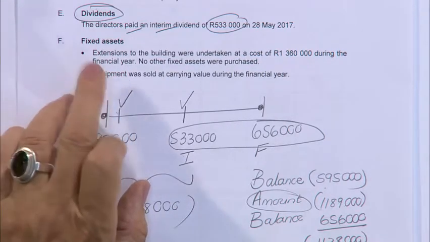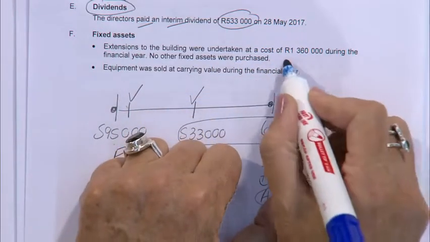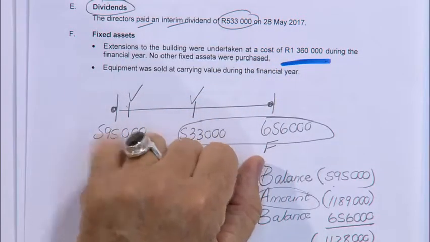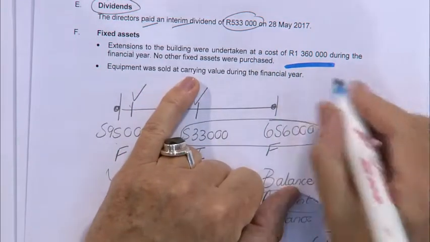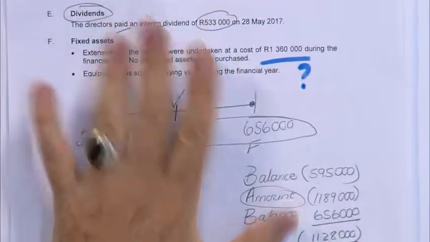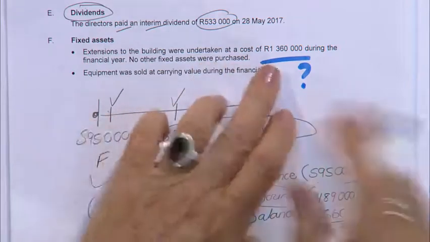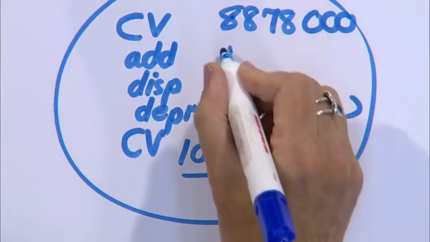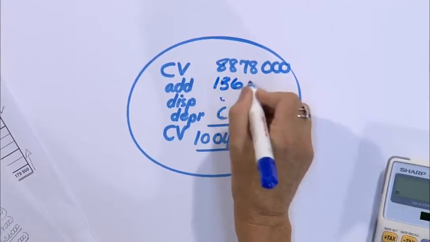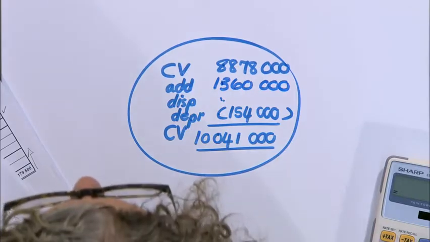What does it say? Extensions to the building were undertaken at a cost of, there we go, 1360. And then they say equipment was sold at carrying value. Basically, they're not really helping, are they? No amount. So that's your X. So you go extensions 1360. Let's go do that. 1,360,000 rand is my additions at cost.